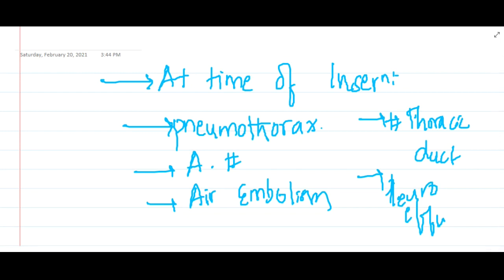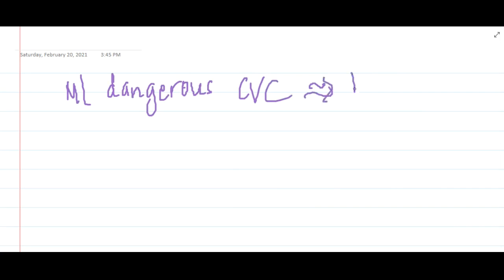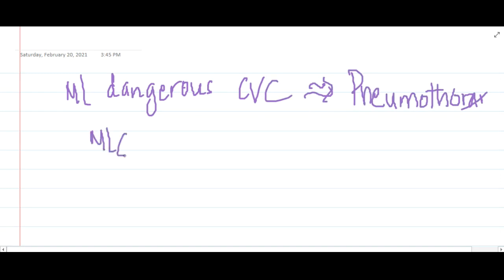So if you were asked in one liners, what is the most dangerous complication associated with central venous catheterization, then that is pneumothorax. Then what is the most common complication associated with central venous catheterization, then that is catheter related sepsis.